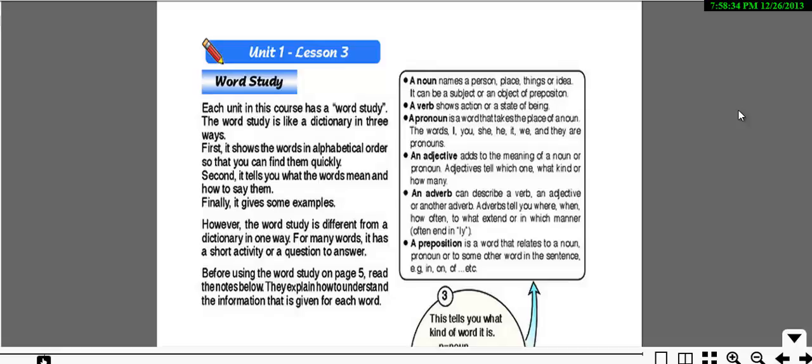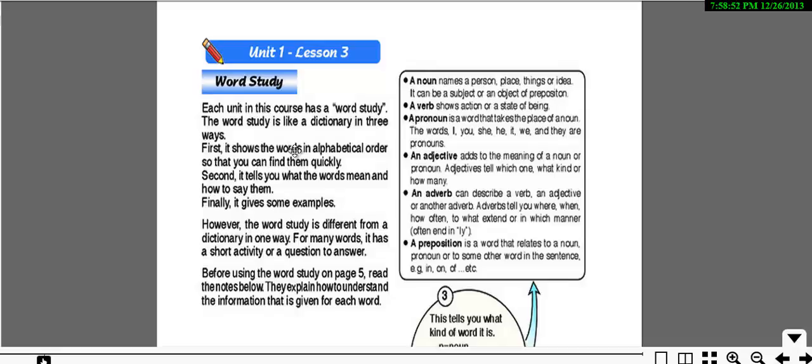We're still with the word study. We just missed this page. It's page number 4 in your book. And there was a kind of explanation or reminder, since this is the beginning of the year, about how you deal with word study. It says here each unit in this course has a word study. The word study is like a dictionary in 3 ways.